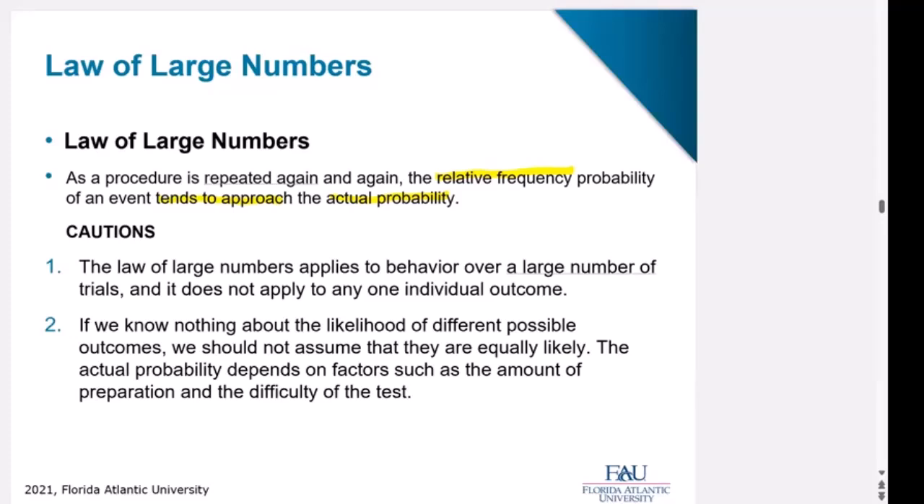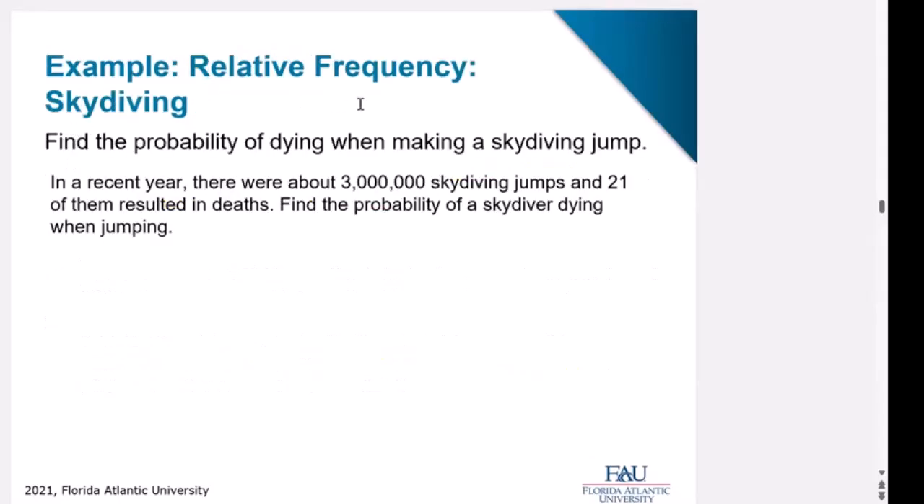It's just chance. If we know nothing, we should not assume things are equally likely unless we know they're equally likely. The actual probability depends on factors such as amount of preparation and difficulty of the test. There's many things that you could say there's this probability, but if each simple event in our sample space is not equally likely to occur, then we can't use our classic probability. Relative frequency. Relative frequency is, remember, observational.